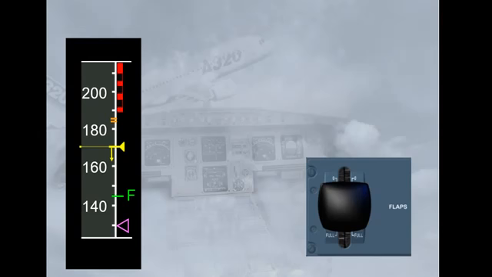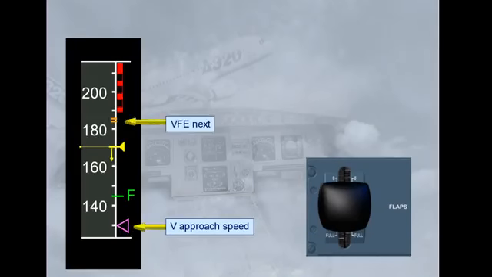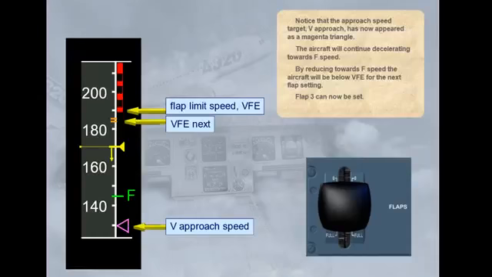Notice that the approach speed target, V approach, has now appeared as a magenta triangle. The aircraft will continue decelerating towards F speed. By reducing towards F speed, the aircraft will be below VFE for the next flap setting. Flap 3 can now be set. Click on the flap lever.